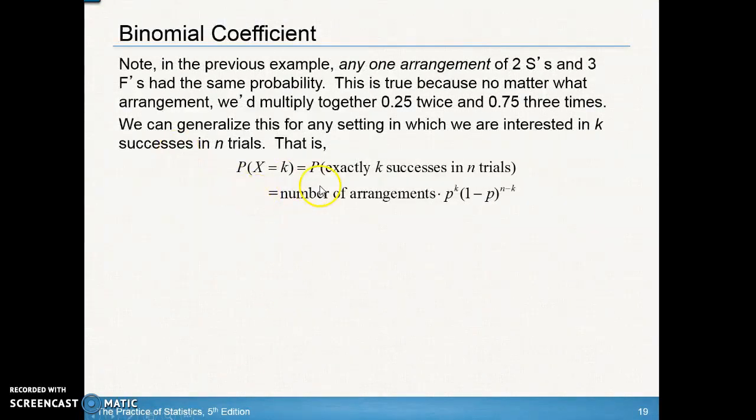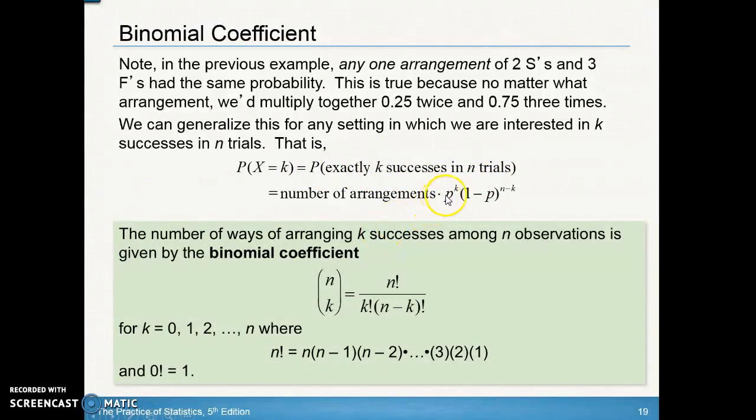Absolutely. So remember, the probability of x equal to k, in this case successes, the probability that we want exactly 2 successes in 5 children, would have been the number of arrangements, times the probability of success, times the probability of failures. In our previous case, that would have been 5C2. So 5C2 on your graphing calculator would have given you 10. So the number of ways of arranging k successes, so 2 successes, among n observations, or 5 observations, is given by the binomial coefficient.